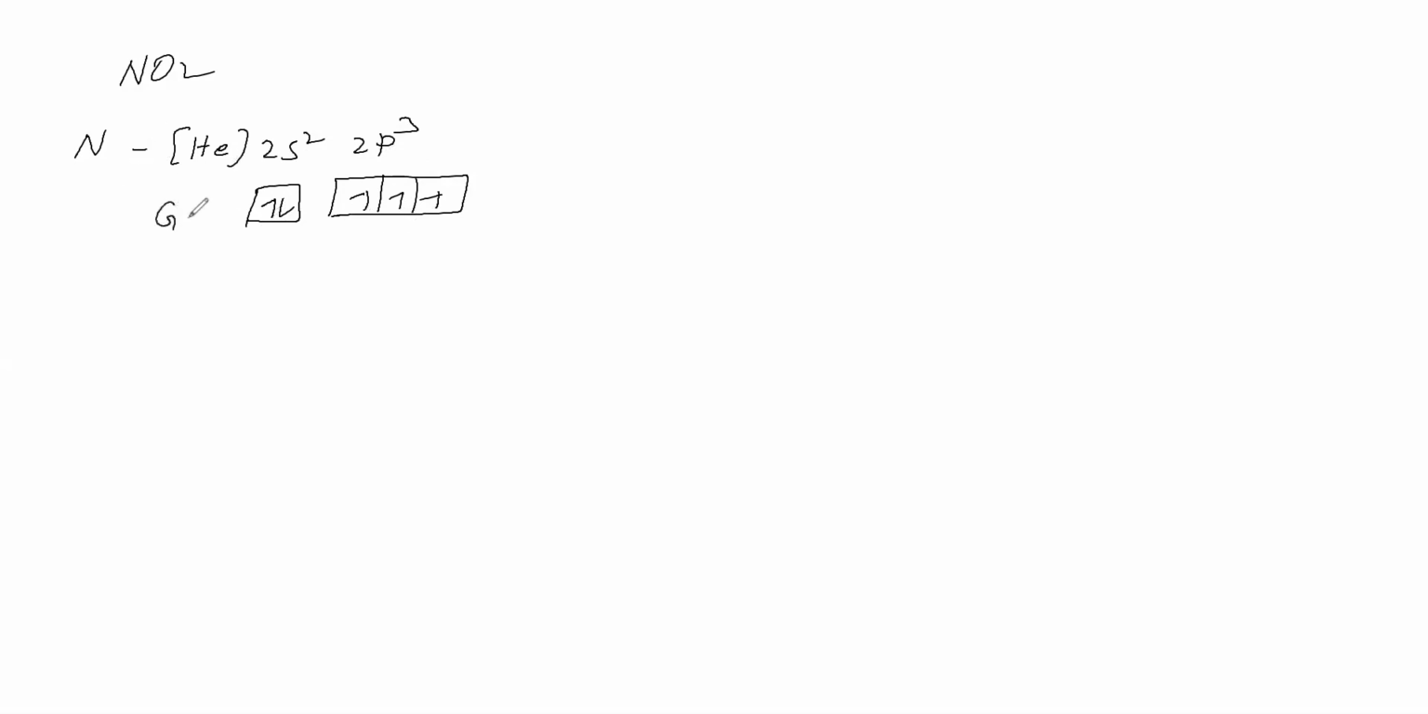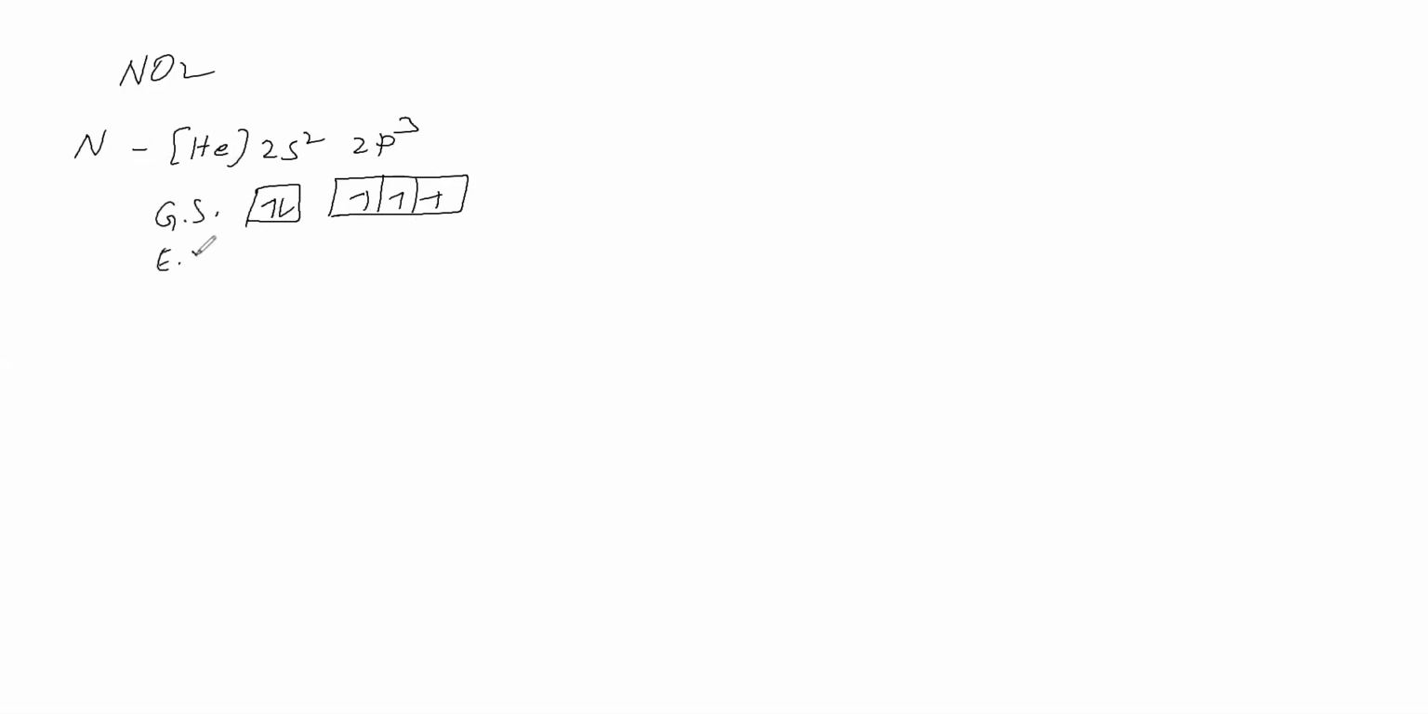Next, we will take the NO2 molecule. In the NO2 molecule, nitrogen is the central atom. Its electronic configuration is helium 2s2 2p3. So 2s contains 2 electrons, which we have written. 2p contains 3 electrons, which we have written. So see that the nitrogen valence shell has 3 unpaired electrons and 1 electron pair. We cannot make 5 unpaired electrons in nitrogen. Actually, it is the ground state only.